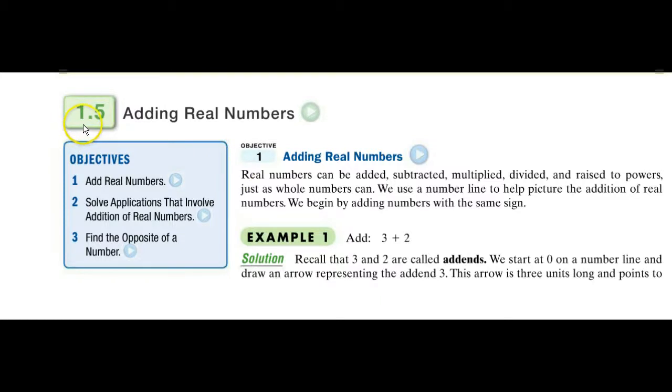Going on to topic 5 now of chapter 1, adding real numbers. Now, pretty generally, this is easy stuff, but you need to know the rules. So in example 1, when we add 3 plus 2, as part of vocabulary, the 3 and the 2 are called addends, and the result would be the sum.